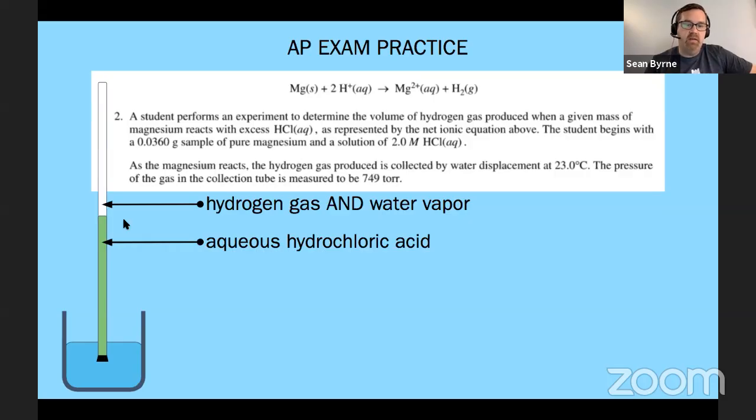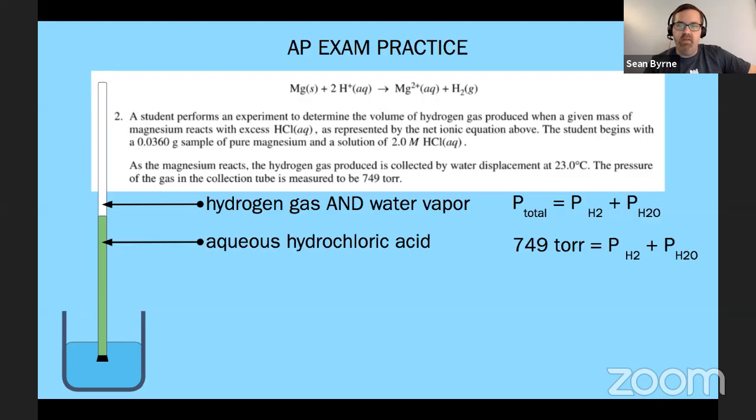And that makes sense. It makes a lot more sense when we read the next step in the problem. If we connect this back to what we talked about yesterday with the laws of partial pressures, we know that the total pressure in there, which was 749 torr, is equal to the pressure of one gas, which is hydrogen, plus the pressure of the other gas, which is water.